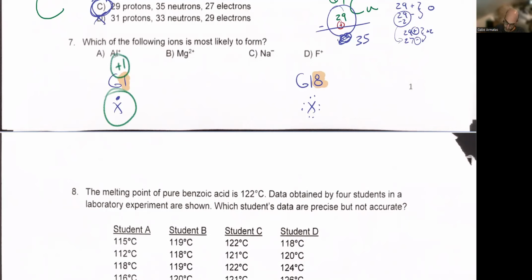How about group 2? Well, group 2 has 2 valence electrons. Is it easier to lose 2 or to gain 6? It's easier to lose 2 electrons. Group 2 is going to be +2. Let's go all the way to the other side.